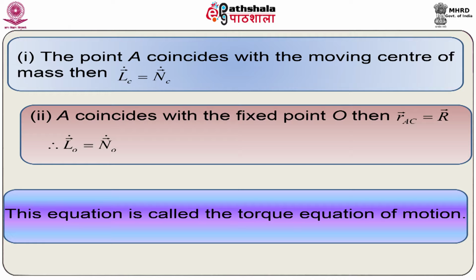Here, as the point A coincides with O, the result has been written in terms of suffix O, that is the rate of change of angular momentum, this one, of the system with respect to the origin O, this comes from this point, or with respect to the moving center of mass C, this comes from this one, is equal to the resultant of the external torque about O or C respectively. This equation, equation 9.3, is called the torque equation of motion.